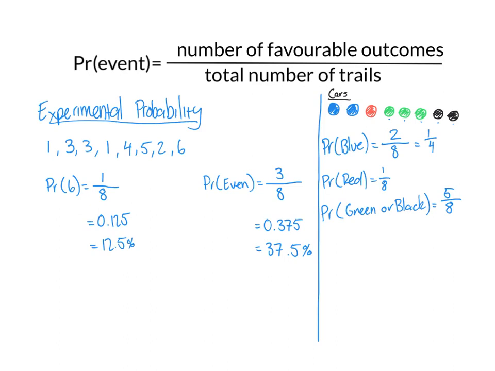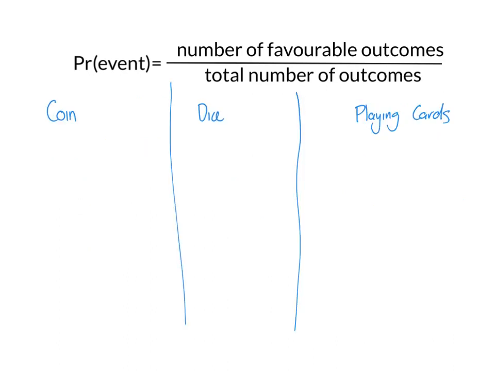Now, with theoretical probability, this time we don't have trials to use. We have to use what we know about this situation. So let's look at 3 different examples: flipping a coin, rolling a dice or maybe using playing cards.